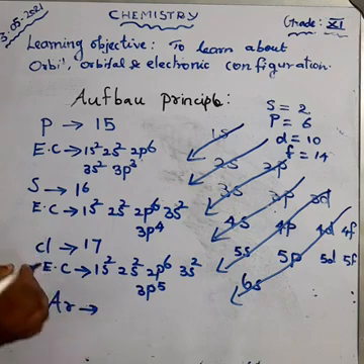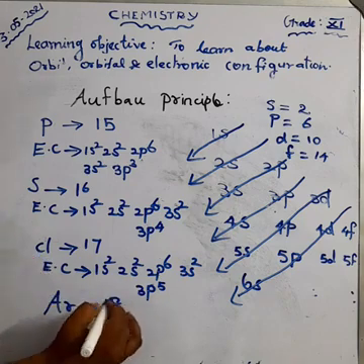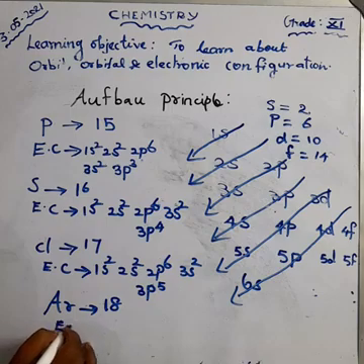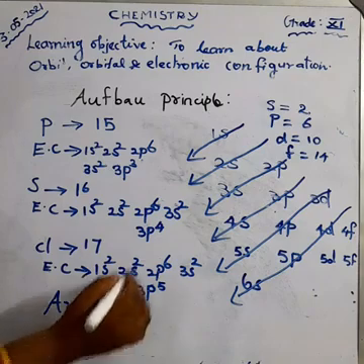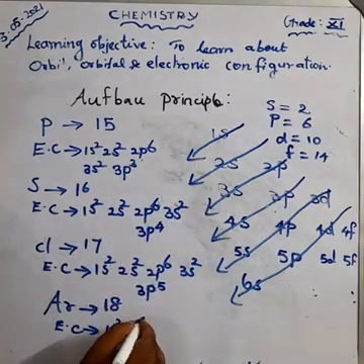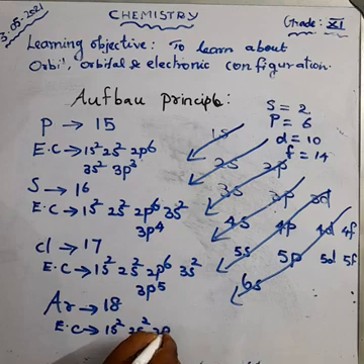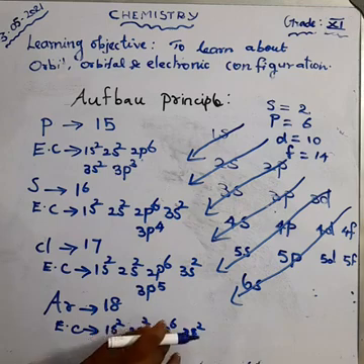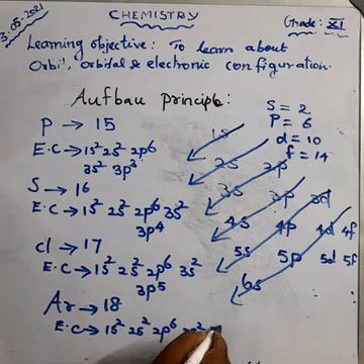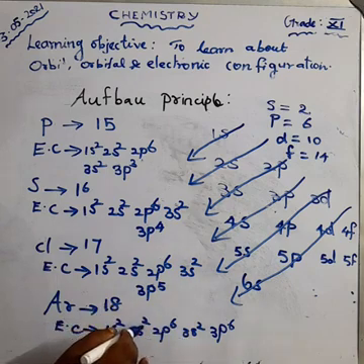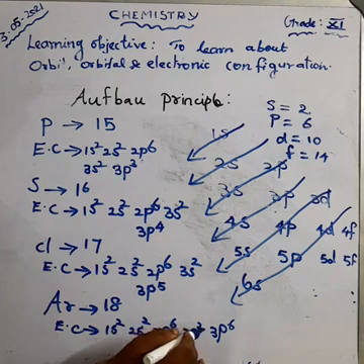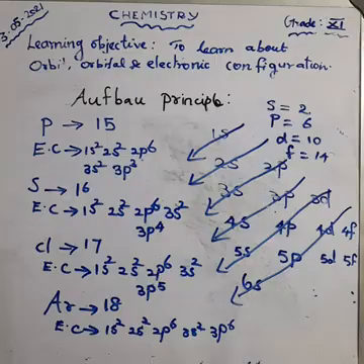And then argon, atomic number of argon 18. So electronic configuration for argon, how will you write? 1s2, 2s2, 2p6, 3s2, remaining 6 electrons, 3p6. So totally how many electrons? 18 electrons. 2 plus 2 is 4, 4 plus 6 is 10, 10 plus 2 is 12, 12 plus 6 is 18.